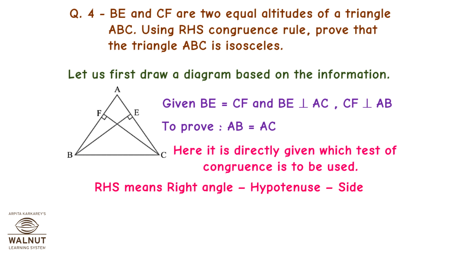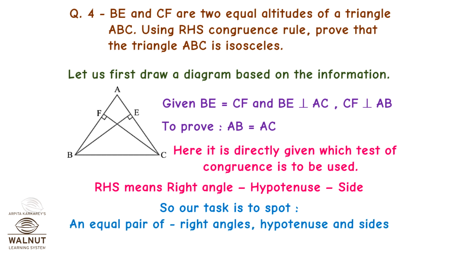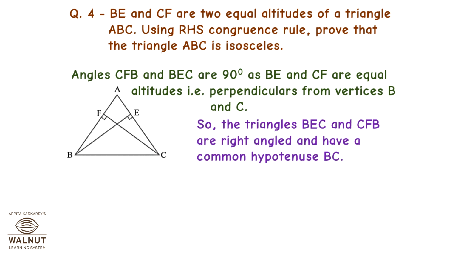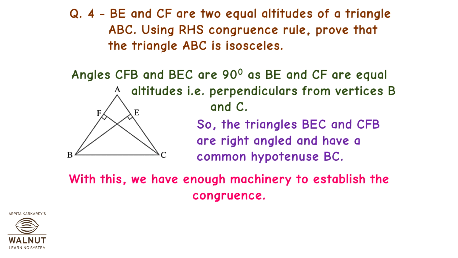RHS means right angle, hypotenuse, side. So, our task is to spot an equal pair of right angles, hypotenuse and sides. Angles CFB and BEC are 90 degrees as BE and CF are equal altitudes, that is, perpendiculars from vertices B and C. So, the triangles BEC and CFB are right-angled and have a common hypotenuse BC. With this, we have enough machinery to establish the congruence.